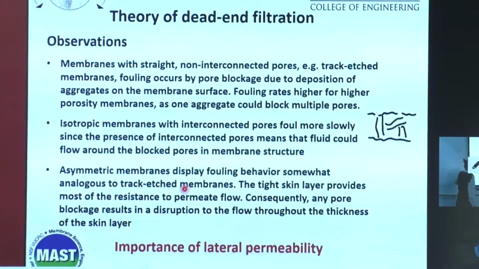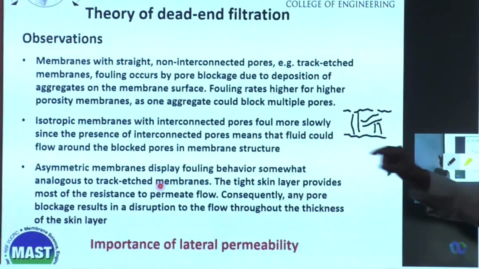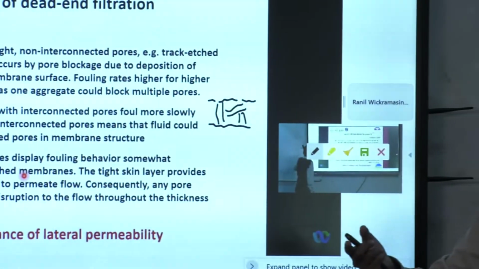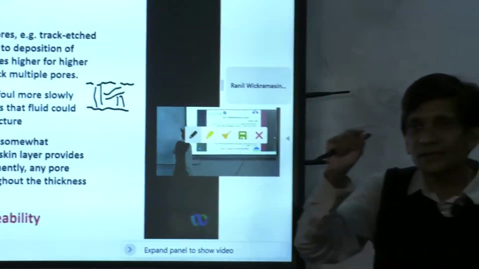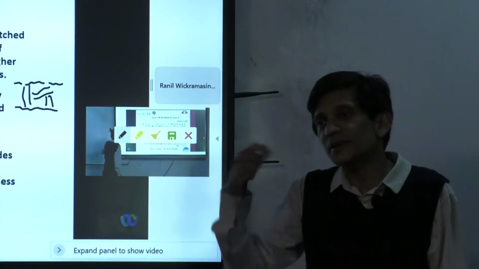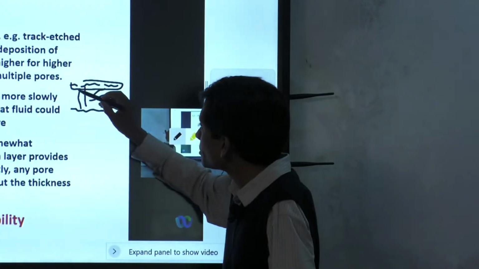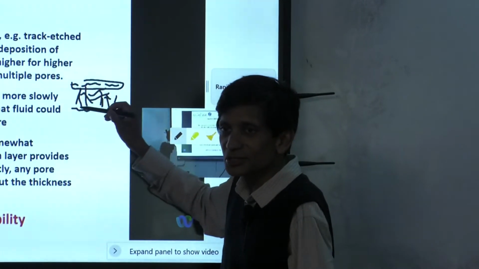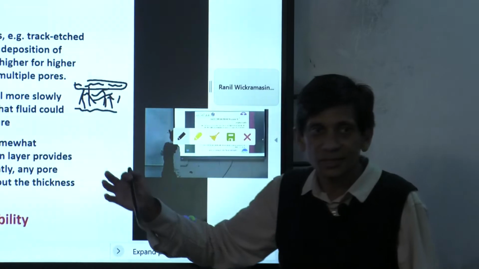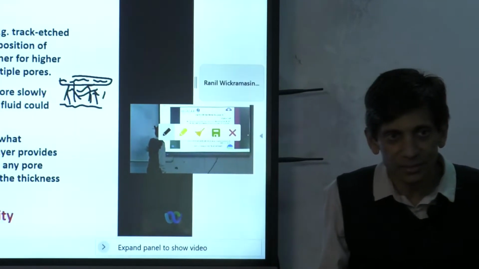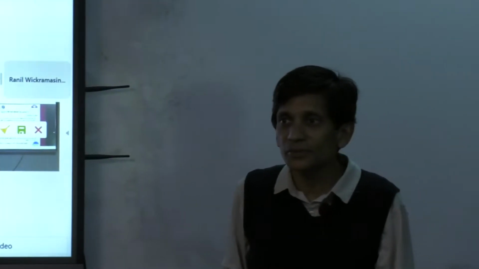But you also, this has got to be mechanically stable. If it's too thin, it's going to collapse. Now, if you have that thin layer all the way through, you have a very high resistance. So typically, you take your barrier layer and you support it on a much more open structure. That's just a support structure. So you come up with an asymmetric membrane. It's not uniform throughout the whole thing.